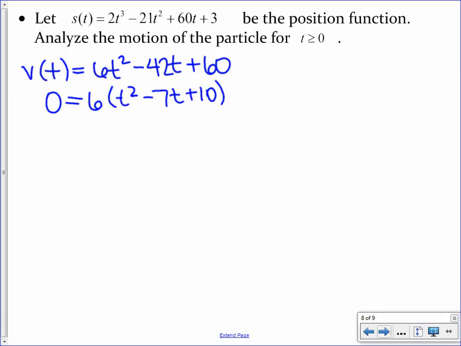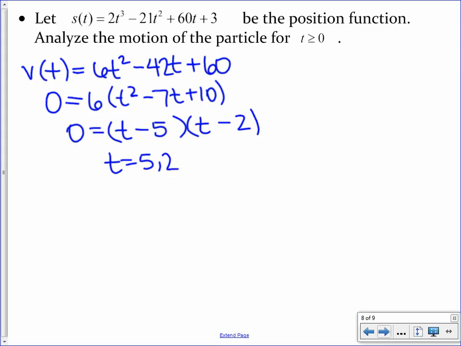So you can divide off the 6, is that what you're saying? Yes. So, what does this factor to? T minus 5, T minus 2. Okay. So T equals 5 and T equals 2. Those are the critical points of our position, because that's where our velocity is 0. So our particle is at rest when T equals 2 and 5.